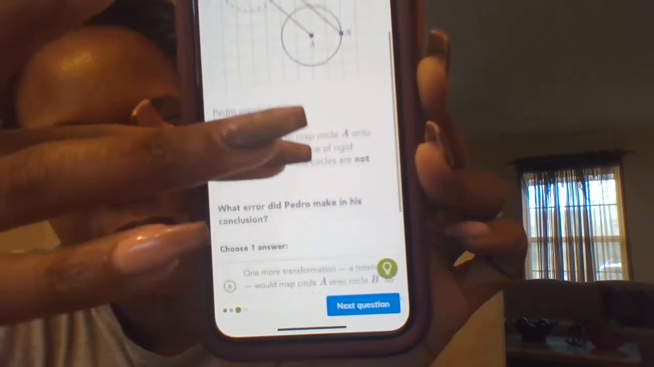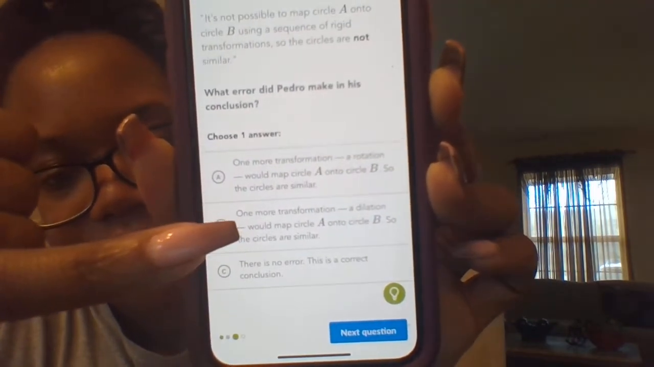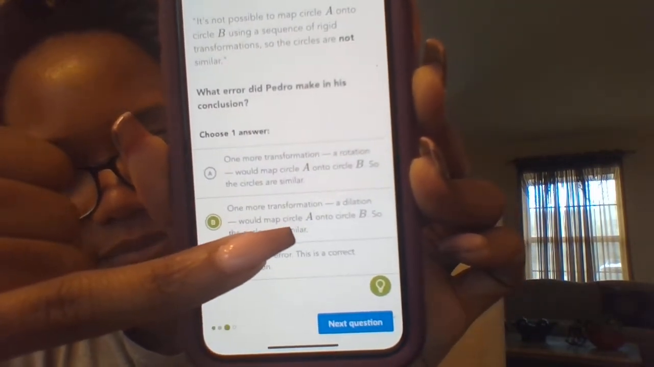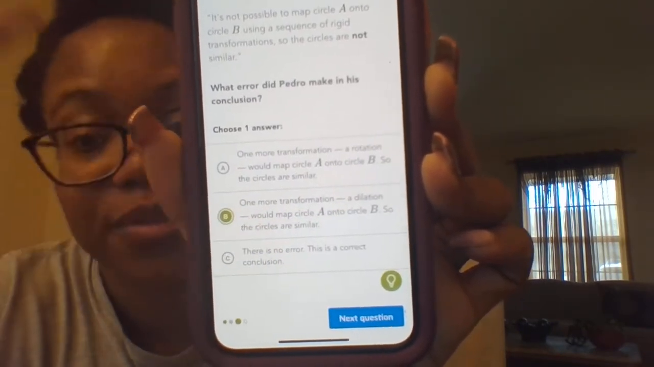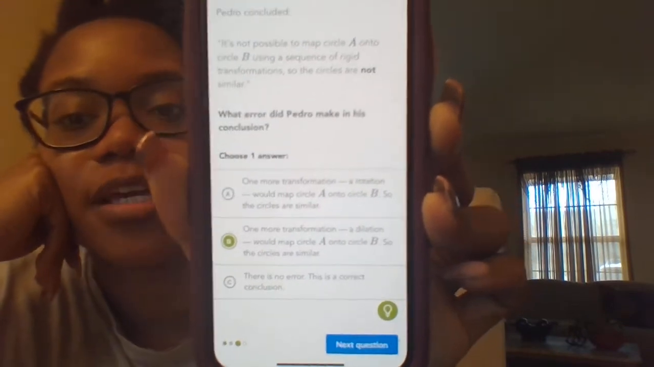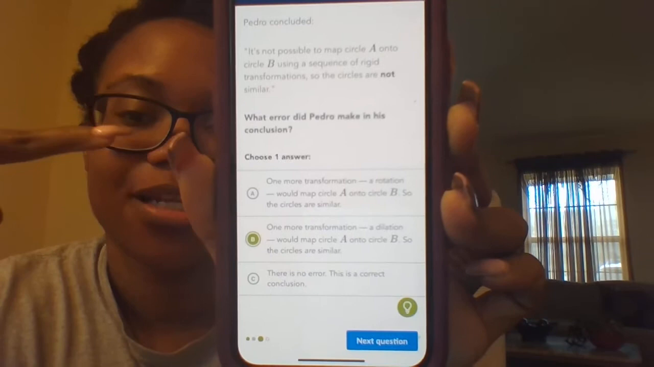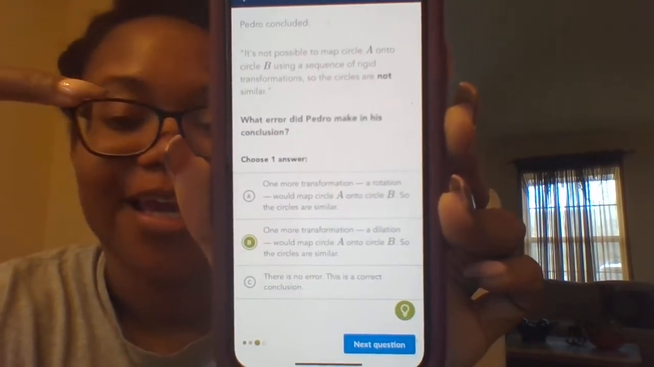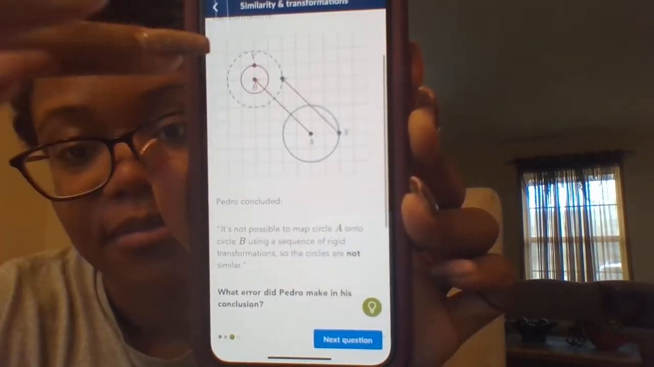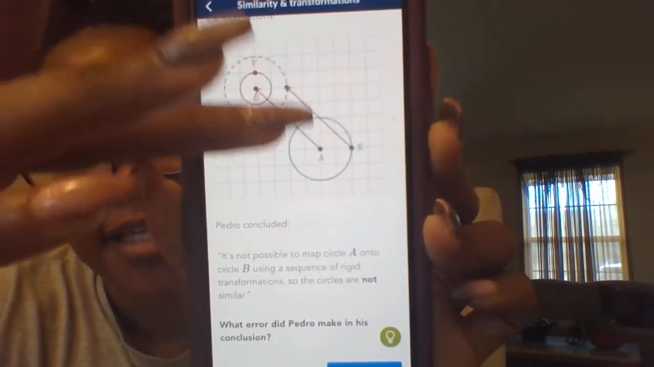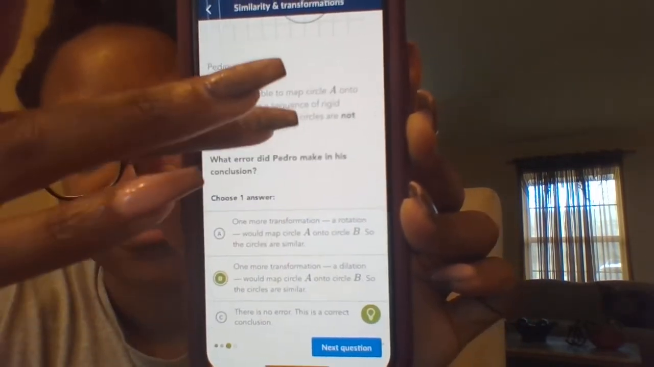However, given the options, there was more work Pedro could have done. If Pedro would have dilated the circle from A to B, then the circles would be similar because he's showing that they can be mapped from one to the other using a rigid transformation, in this case a translation, and a dilation, which in this case would be a reduction because he's trying to make the circle smaller from this dashed circle to the smaller circle. So again, that's why B would be the correct answer for this one.